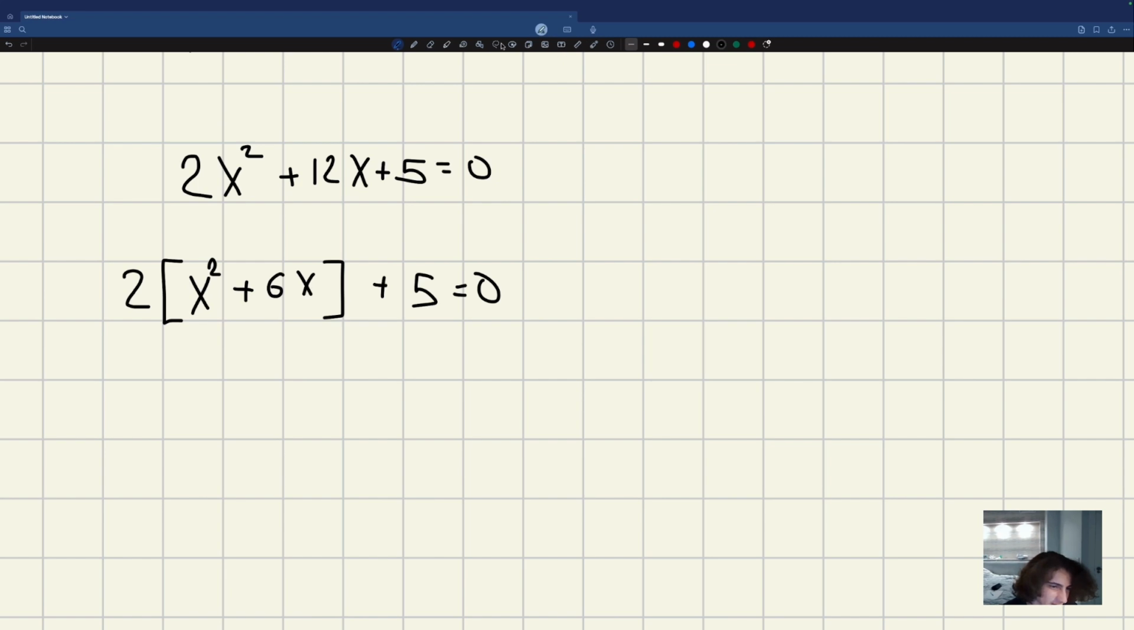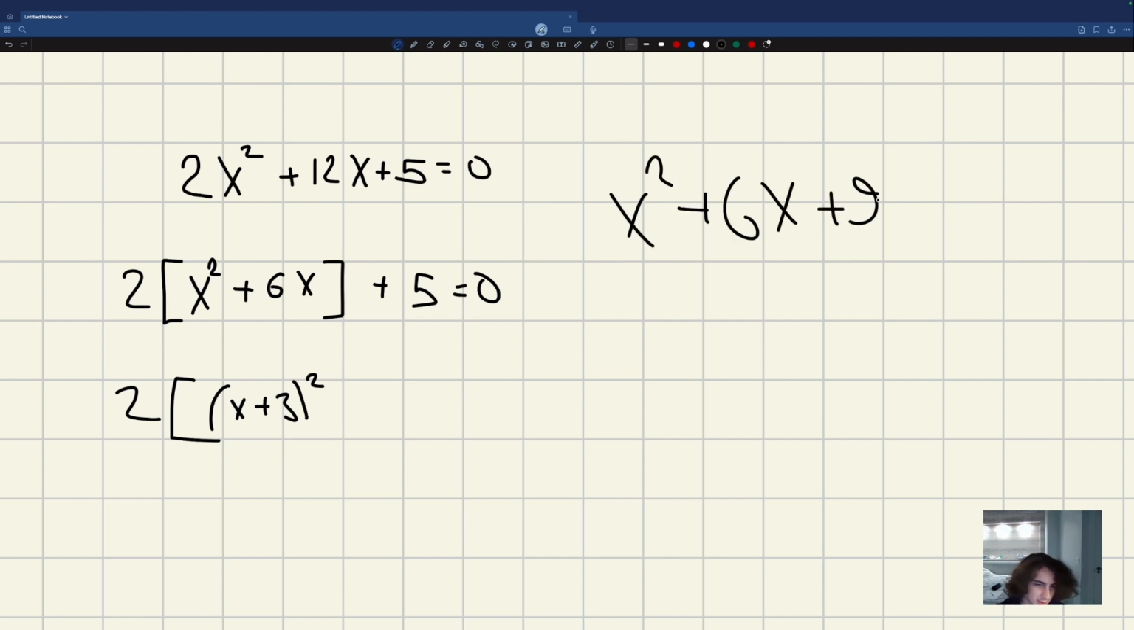So 2(x plus 3) squared. And now what we want to do over here is we want to get it to only be x squared plus 6x. So after (x plus 3) squared, we get x squared plus 6x plus 9. So this 9 we do not want. So we go minus 9 plus 5 equals 0. There.